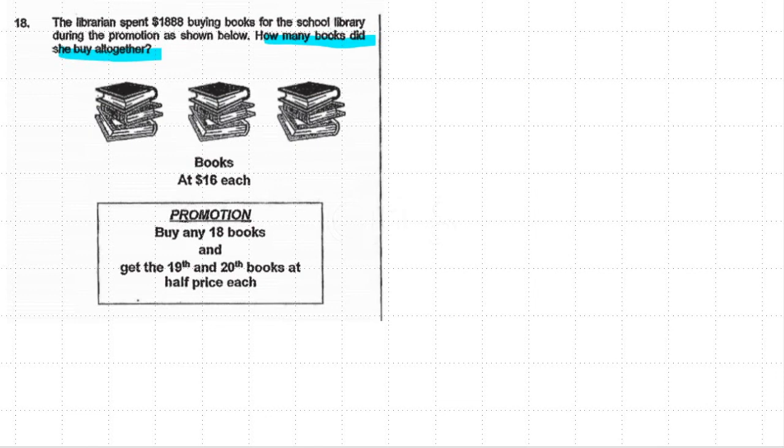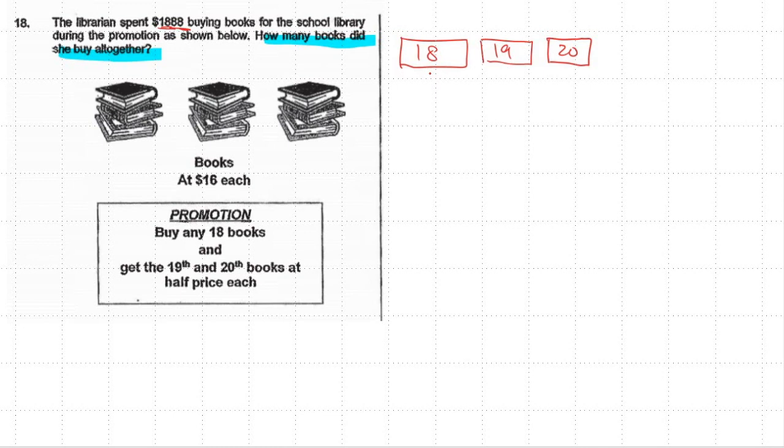The librarian spent $1,888 buying books. During the promotion shown below, each book costs $16, but for every 18 books, the 19th and the 20th books are actually half price.